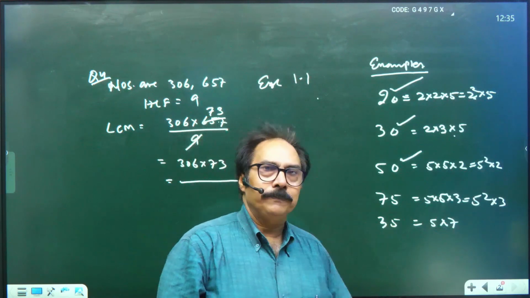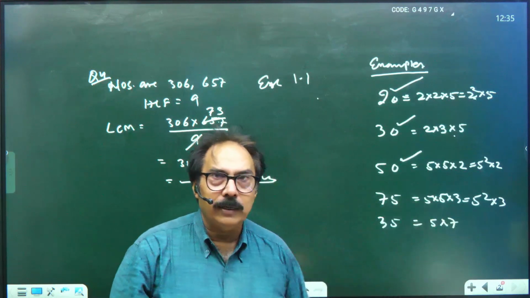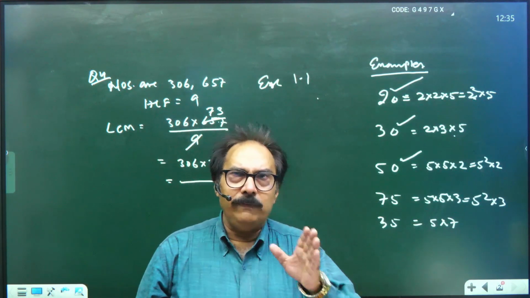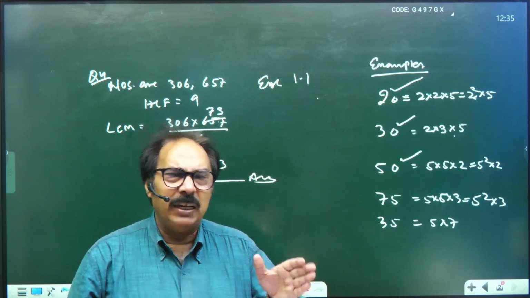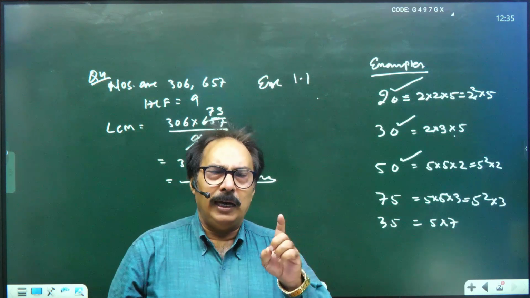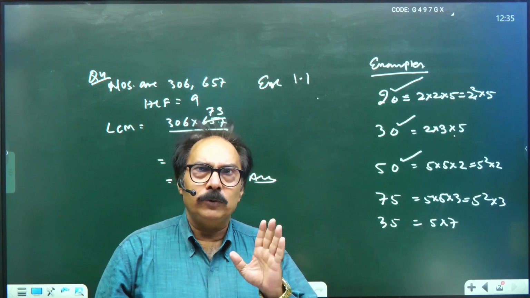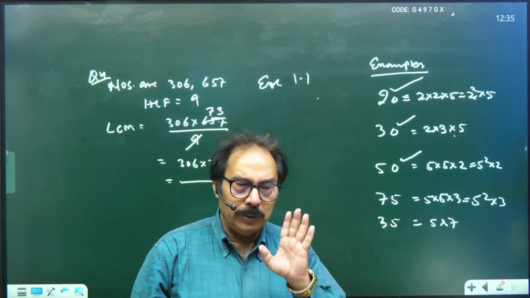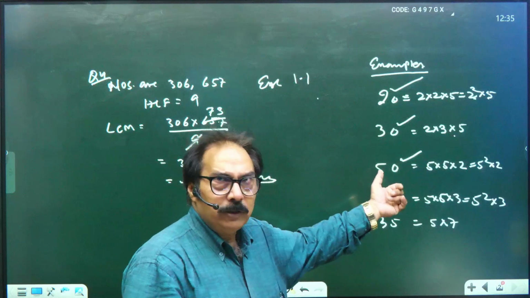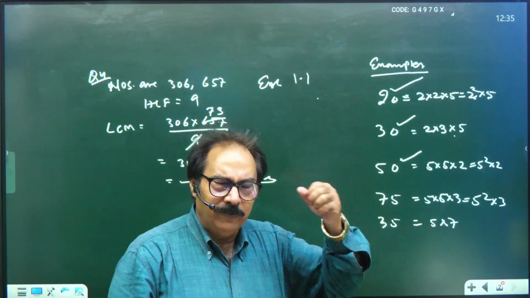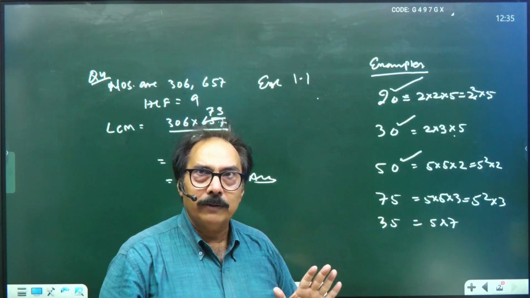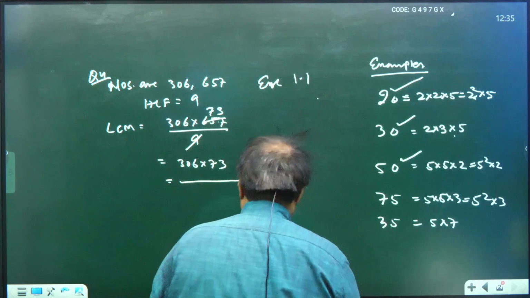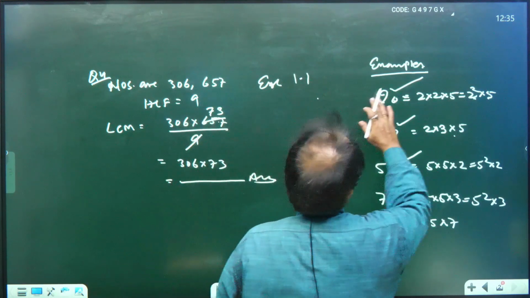It means that from these examples, we are coming to a conclusion: a number ending with the digit 0 must have 2 and 5 both as prime factors, right? If 5 is there, but 2 is not there as a prime factor, then the number will never end with the digit 0. Okay, got it? So now see the solution, how we will simplify this type of question.